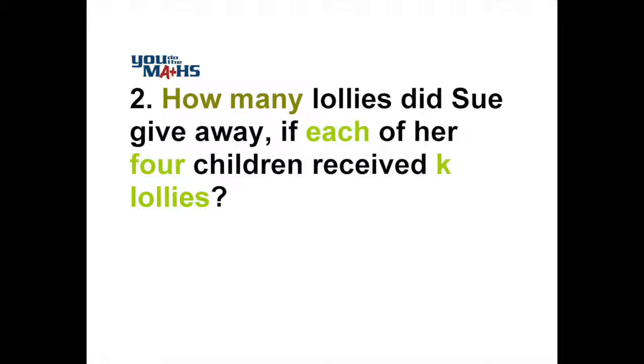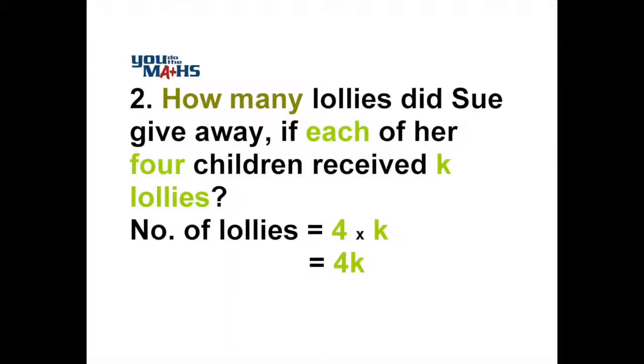The number would be 4 times 3 altogether. So here the number of lollies is 4 multiplied by k, where k is the number of lollies for each child. We can simplify that product to be written as 4k.